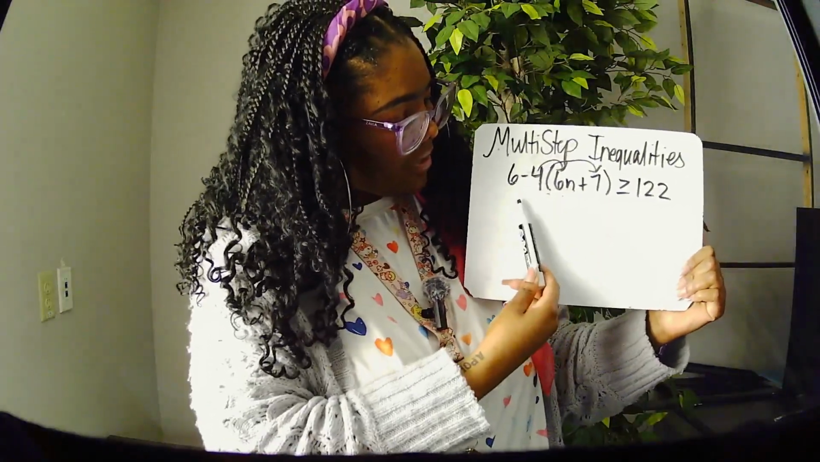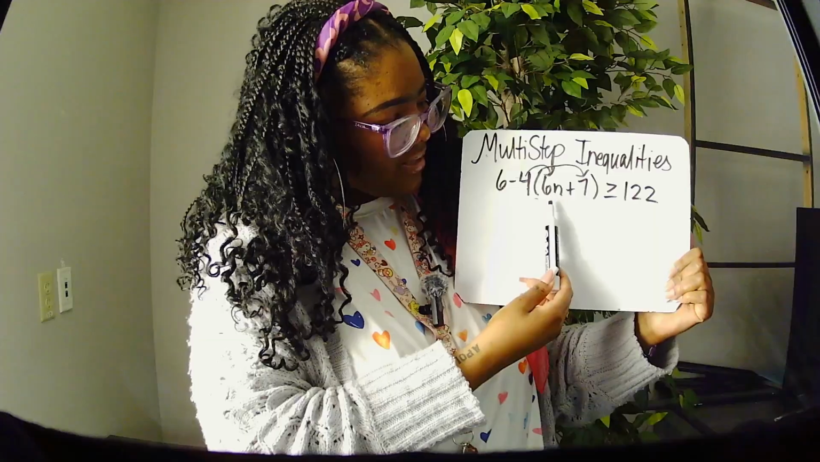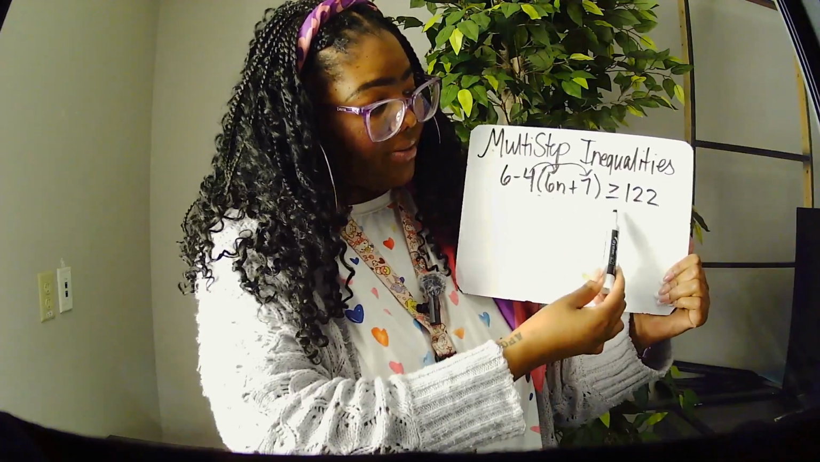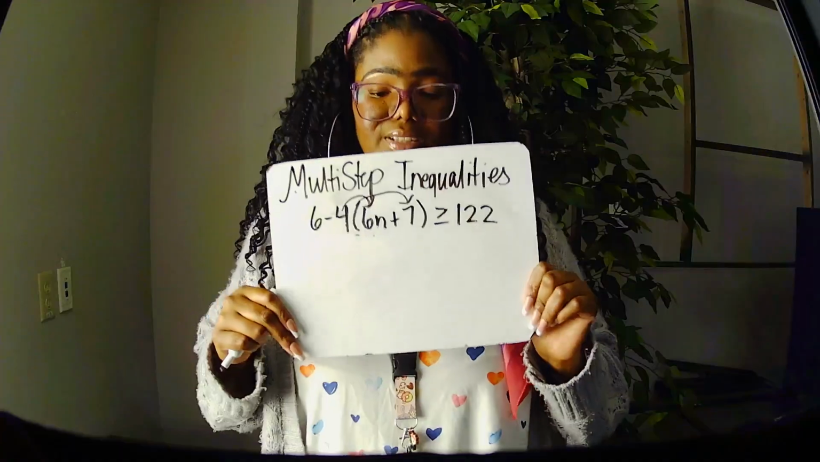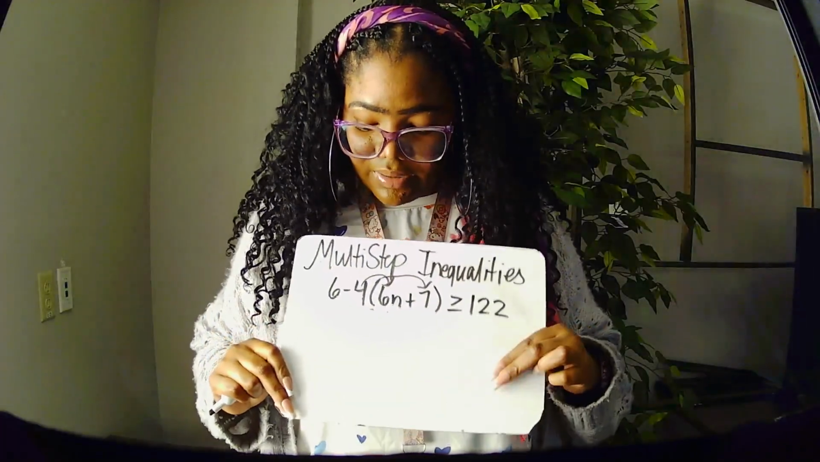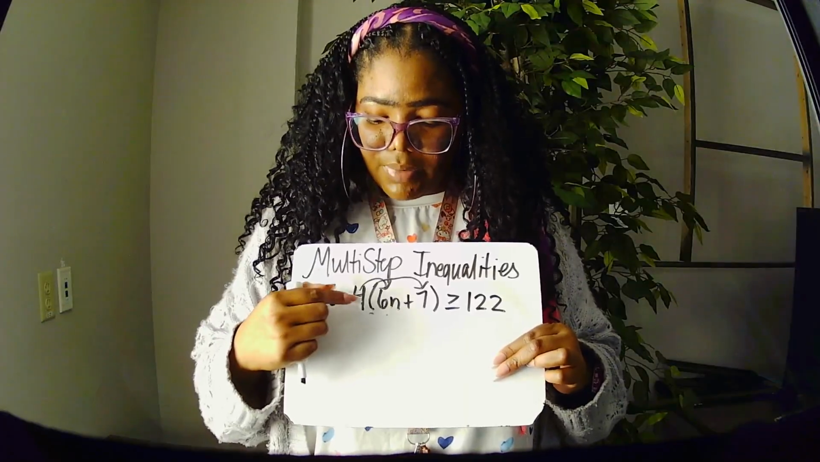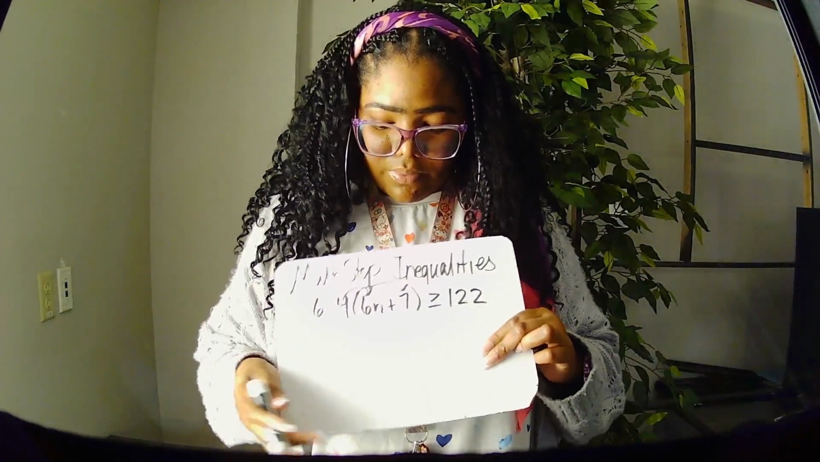So this particular question, we have 6 minus 4, open parentheses, 6n plus 7, close parentheses, is greater than or equal to 122. So our first step, we want to take this negative 4 here, and the negative 4 will be multiplied by the 6n, and it will be multiplied by the 7. So that will be the first step.